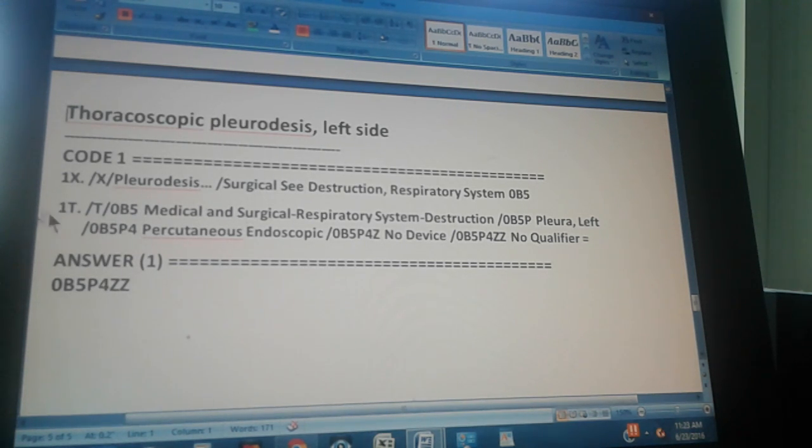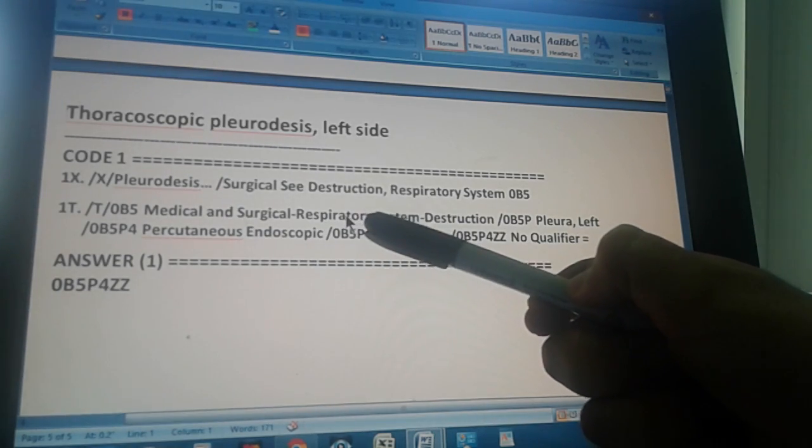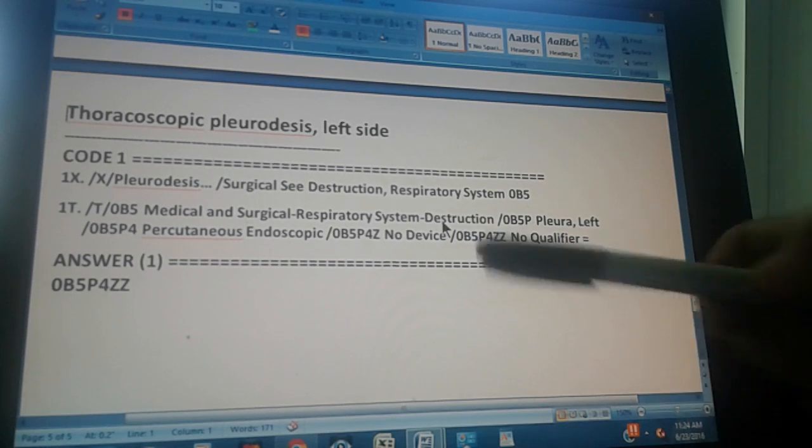So we're going to check this code in the tabular. The code through the tabular is found like this. First you go to the tabular. Then you go to 0B5, which is the first 3 characters that they gave you in the index. The 0 means Medical and Surgical, the B means Respiratory System, and the 5 means Destruction. So this is the main section, this is the body system, the respiratory system, and this is the root operation.